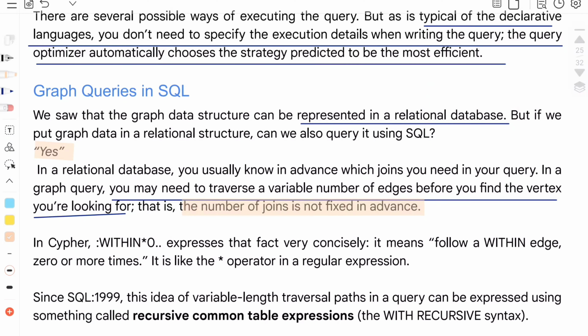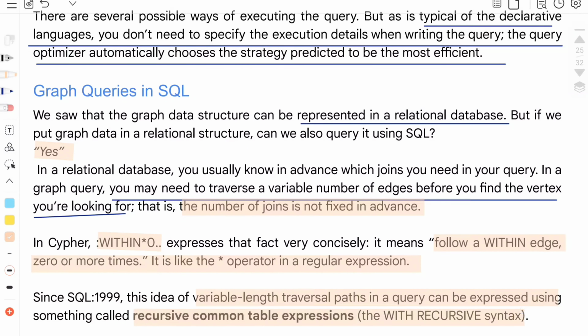In Cypher, this notation within *0 expresses that fact very concisely. It means follow a within edge 0 or more times. It is like the star operator in a regular expression. Since SQL 1999, this idea of variable length traversal paths in a query can be expressed using something called recursive common table expressions, the with recursive syntax.